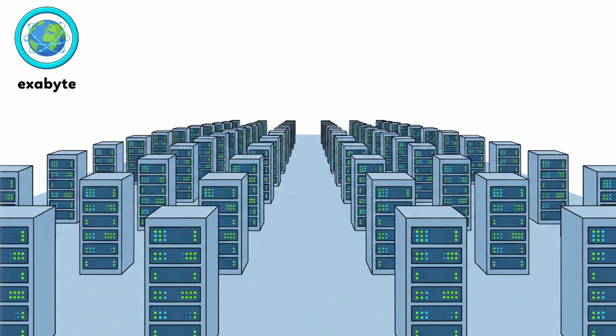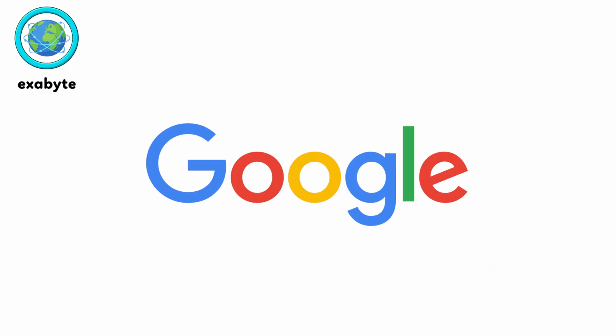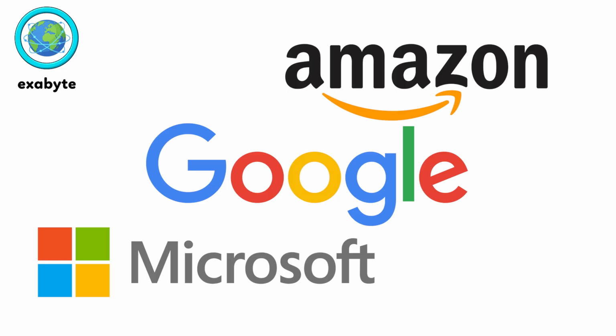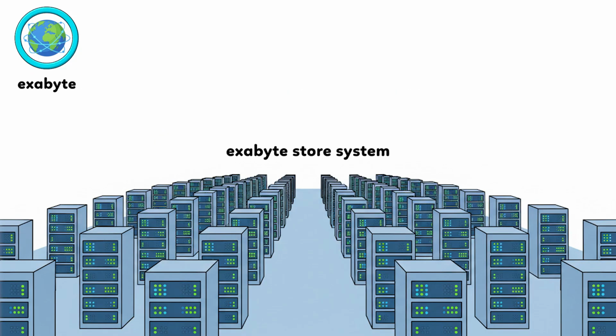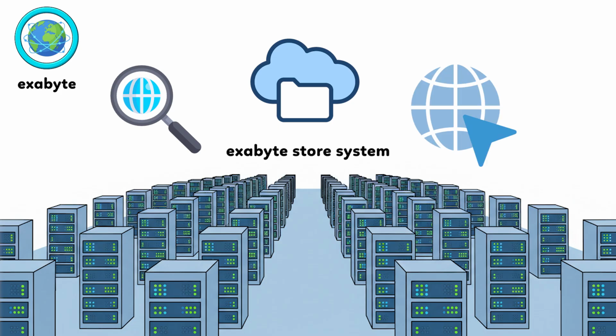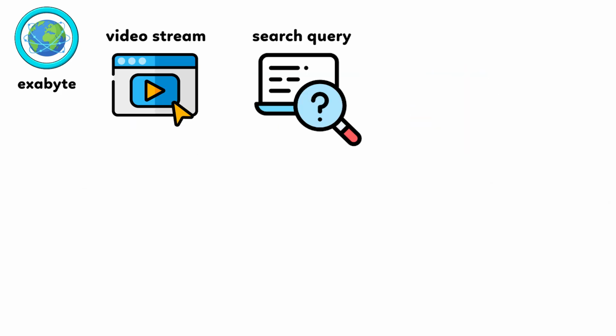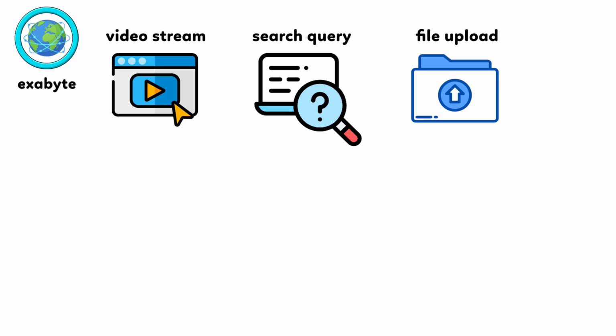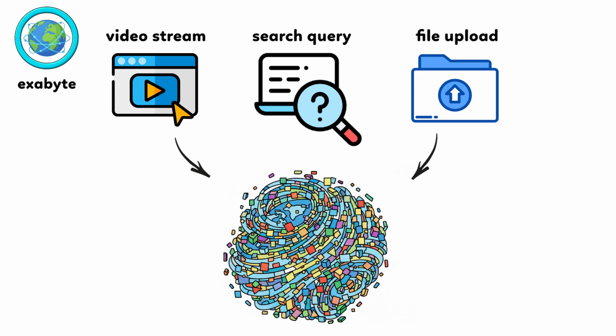The scale becomes almost incomprehensible when you consider that storing 1 exabyte would require an entire warehouse filled with servers, backup systems, and cooling infrastructure operating around the clock. Major technology companies like Google, Amazon, and Microsoft manage exabyte-scale storage systems to power their cloud services, search engines, and online platforms. Every search query, every video stream, and every file upload contributes to the massive flow of data that these systems must handle continuously.